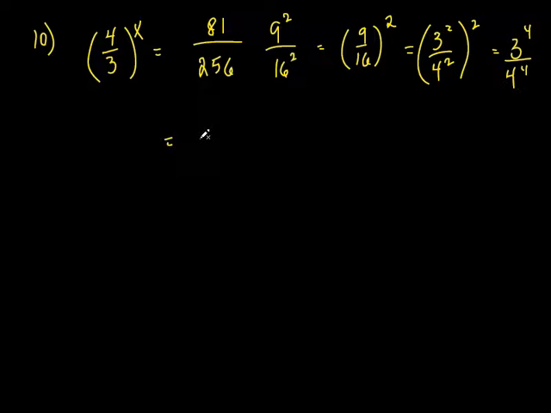So how could I write this then? I could write it 3 over 4 to the 4th power. And you could get to that a couple ways. I probably didn't get to it the best way, but I got to it the way that I was thinking. You know what I mean?